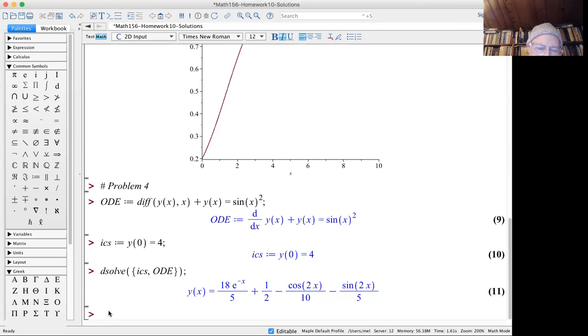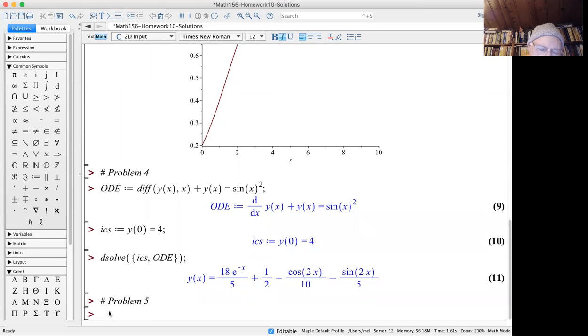In problem 5, we have a second order differential equation. That means it's a differential equation that involves a second derivative. So this ODE, now how do we write a second derivative? It's diff y of x, comma x, comma x. This means differentiate with respect to x and then again with respect to x. So that's the second derivative.